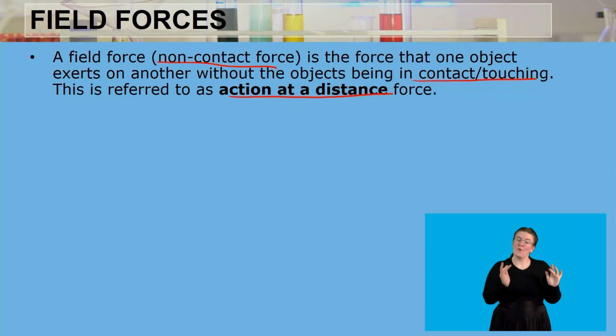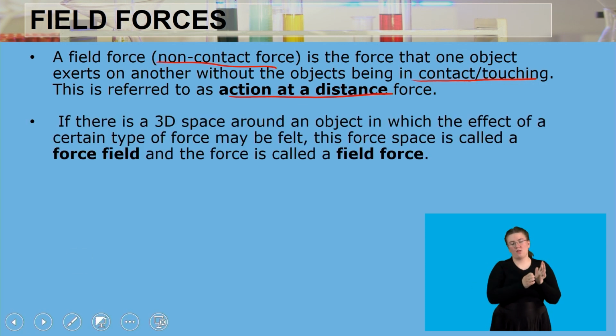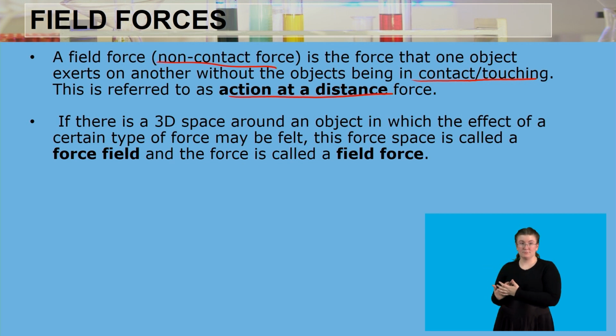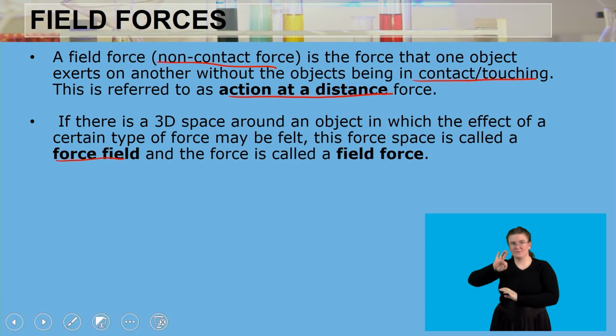So when two objects are exerting a force onto each other without those two objects touching, then that is going to be action at a distance, or that force there is going to be a non-contact force or a field force. But should the objects touch, then it's no longer going to be a field force or a non-contact force, but it's going to be a contact force. And depending on the examples of forces that we had, it can be either one of them. So, if there is a 3D space around an object in which the effect of a certain type of force may be felt, this force space is called a force field, and the force is called a field force.